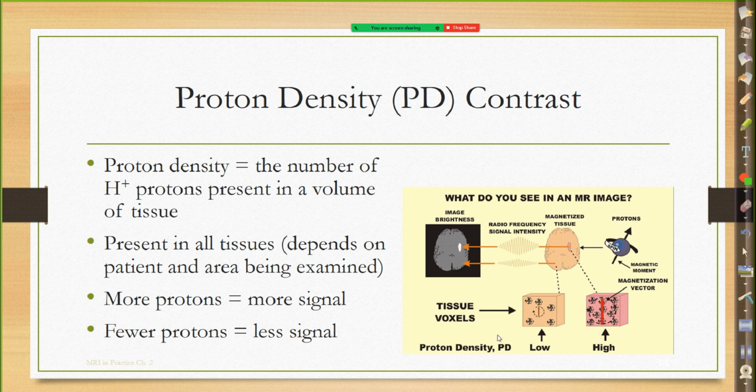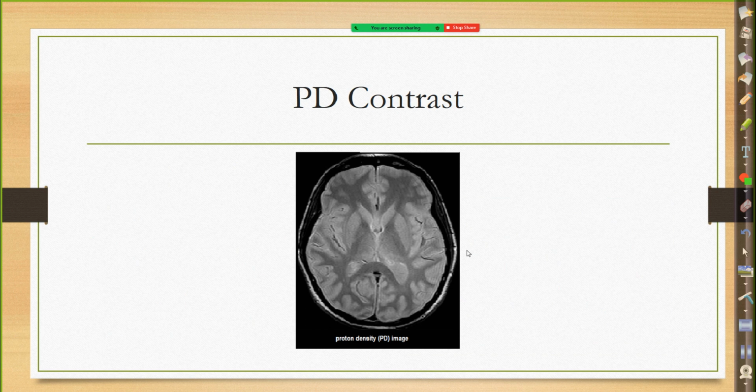But just remember, if it has a low amount of hydrogen spins in that unit of volume, or voxel, it's going to appear dark on a proton density image. And if you have a high number of hydrogen spins in a voxel, it's going to appear bright. So, with that being said, look at how our water, or CSF, looks on this image. It's gray. We're kind of in between a T1 and a T2.